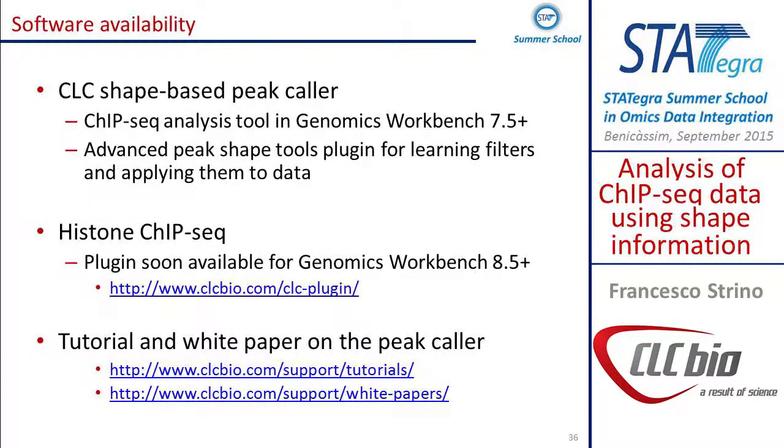Right. So in case you want to use this software, the peak shape based caller is in the Genomics Workbench and all the other CLC bio software. We'll have a hands-on later, and I think we'll get an idea of how it looks and how to use it. There is a tool for doing ChIP-seq, and there is also a plugin where you can do some more advanced things. You can learn a filter if you give your own positives and negatives, and you can reuse a filter on other data, which is nicer for comparison.